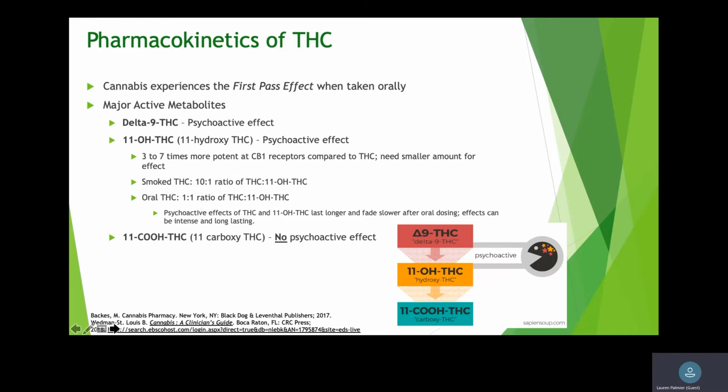And you can see the ratios there as far as the consumption goes. If you smoke cannabis, the THC to 11-hydroxy THC ratio is about 10 to 1. But when you orally consume it in terms of an edible, that ratio becomes about 1 to 1. The psychoactive effects of the 11-hydroxy THC last longer and fade slower after an oral dosing. Those effects can be intense and long-lasting.